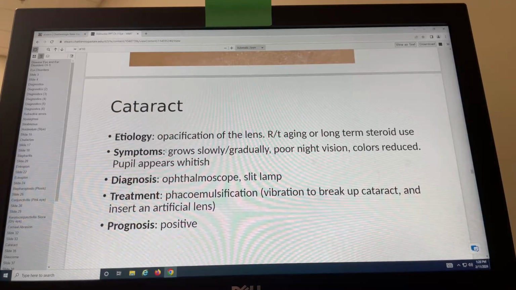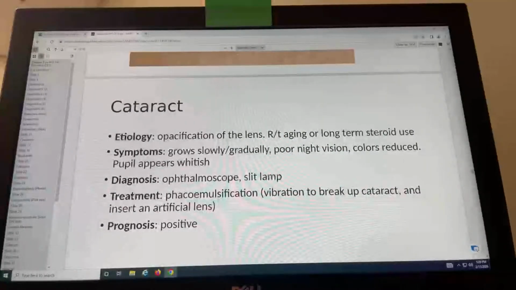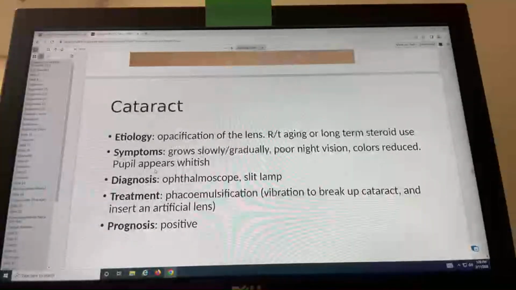So symptoms of this, people don't necessarily know that they're developing cataracts, so they might complain to their doctor that their night vision is getting worse. That's usually the first thing that people notice, that they can't see as well at night. That colors seem more foggy and unclear. The pupils, if you're looking at someone, start to look more whitish rather than the normal black color.